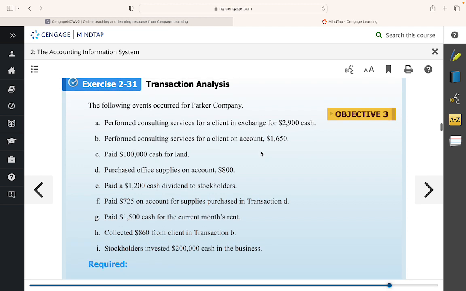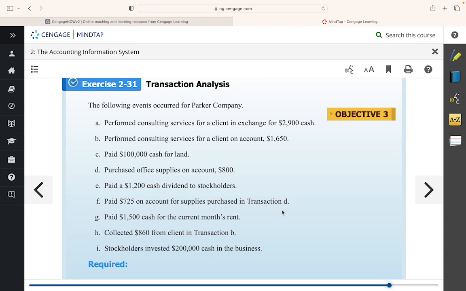Okay? So exercise 2-31. Let's do letter A and see what I come up with. The following events occurred. Now, all of these events are going to go into the accounting system. We just need to figure out what accounts to use. In letter A, it says performed consulting services for a client in exchange for $2,900 cash.